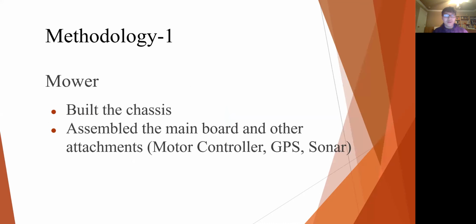So how would I be able to do this? First, I needed to build the chassis. So this chassis would include the motors, the actual chassis itself, and other components such as the motor controllers and the Arduino board, which would be used to control the robot.